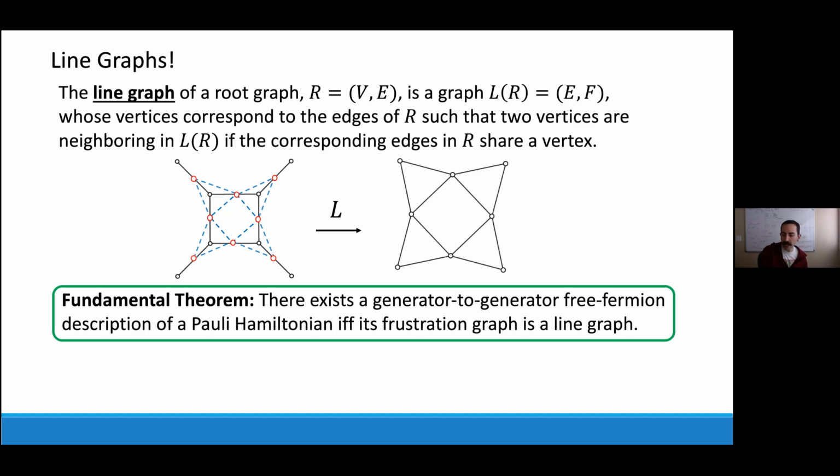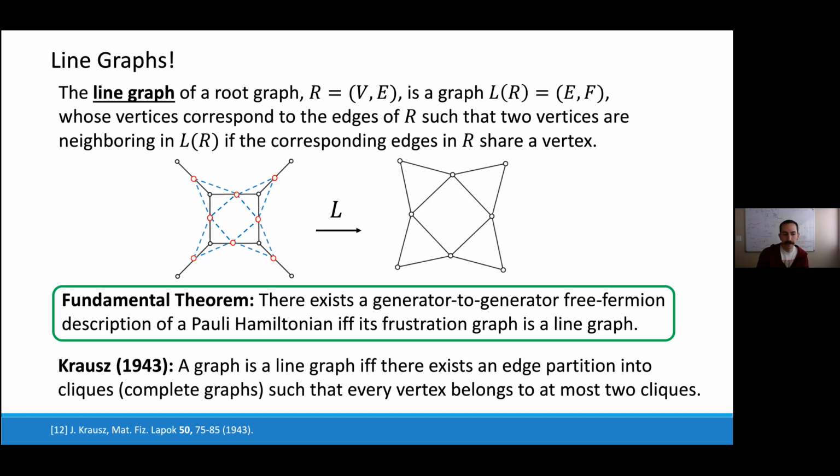There exists a generator-to-generator free fermion description of a Pauli Hamiltonian if and only if its frustration graph is a line graph. So this is spoken a little bit colloquially. I'll be a little more precise on the next slides. But the proof involves using a theorem from 1943 by Krausz, which characterizes line graphs as follows. A graph is a line graph if and only if there exists an edge partition into cliques, or complete graphs, such that every vertex belongs to at most 2 cliques. So this is what we're going to use to build our fermion bilinears, this fact that there's 2 cliques.